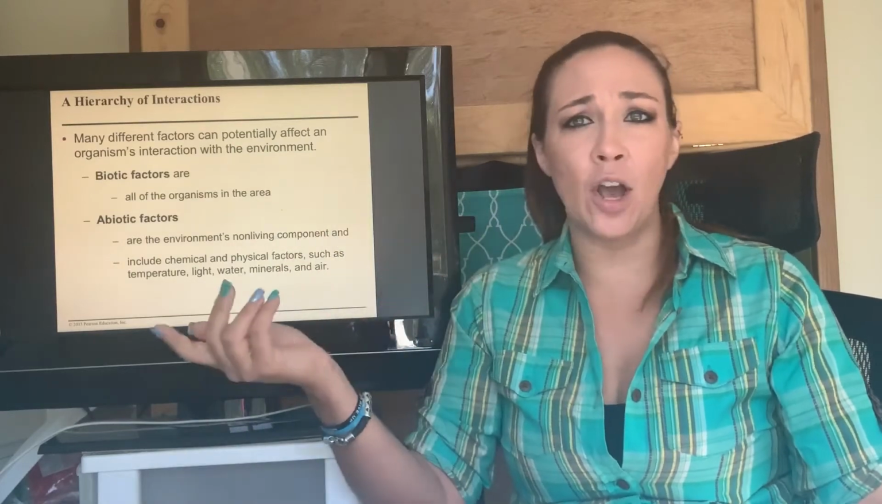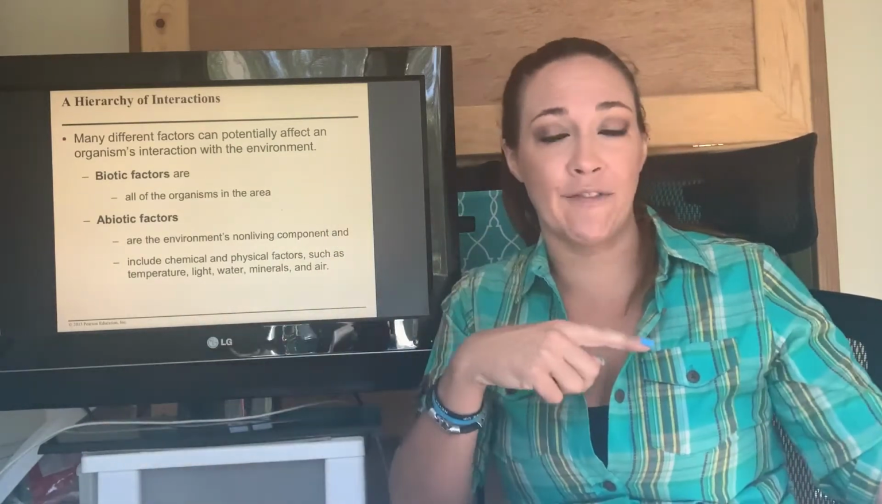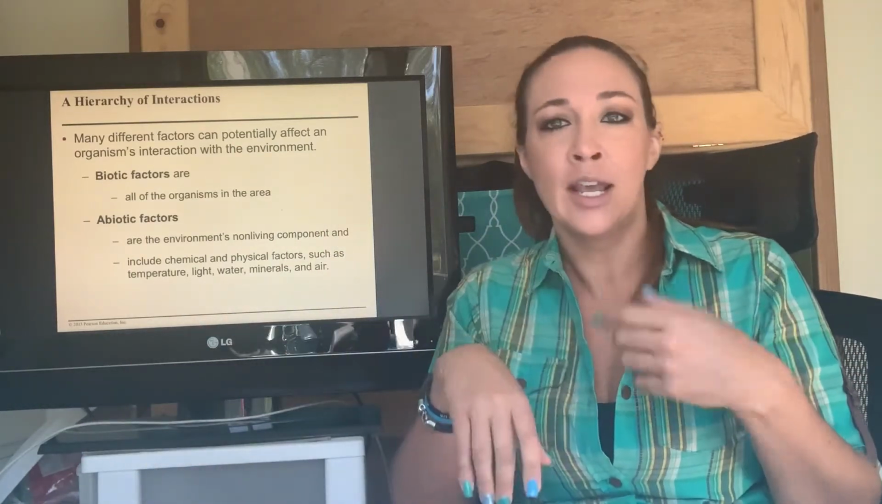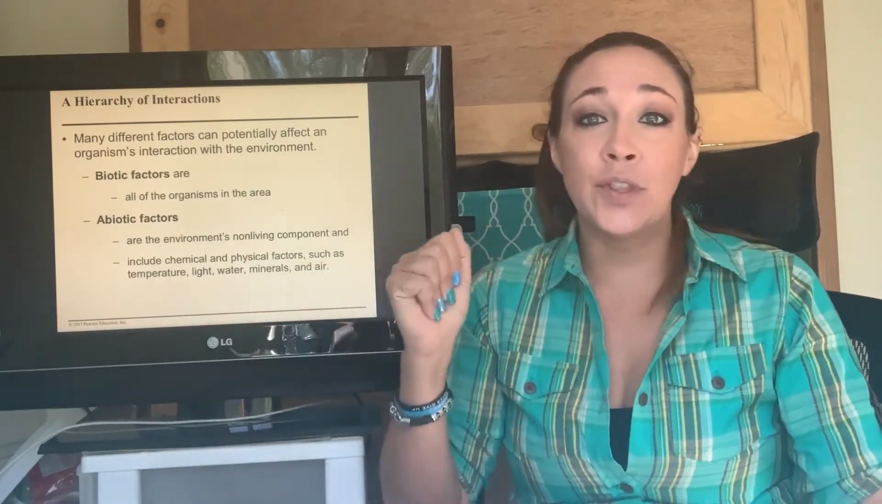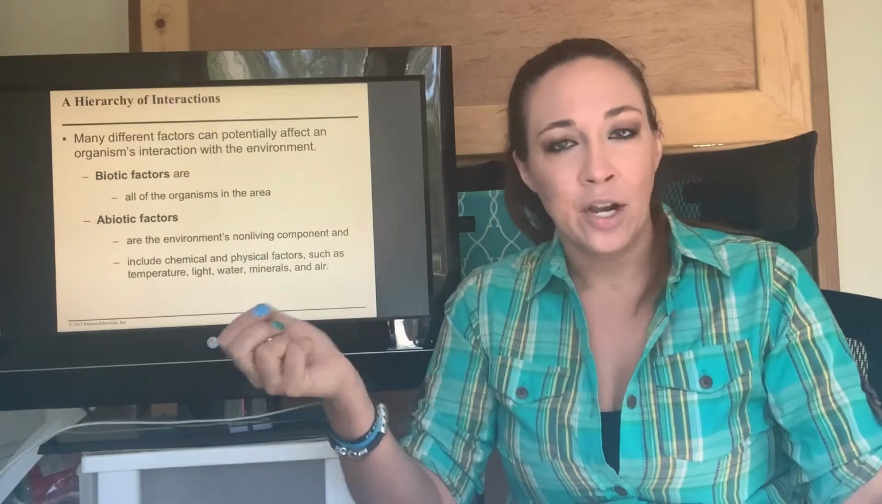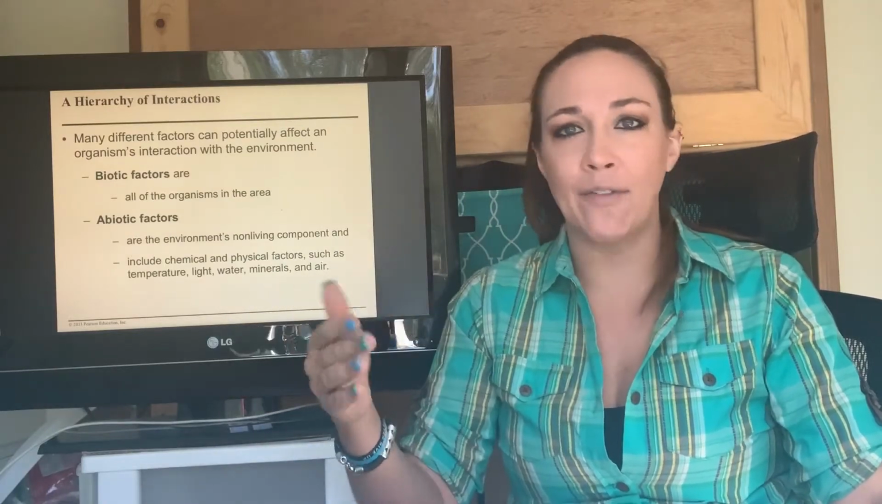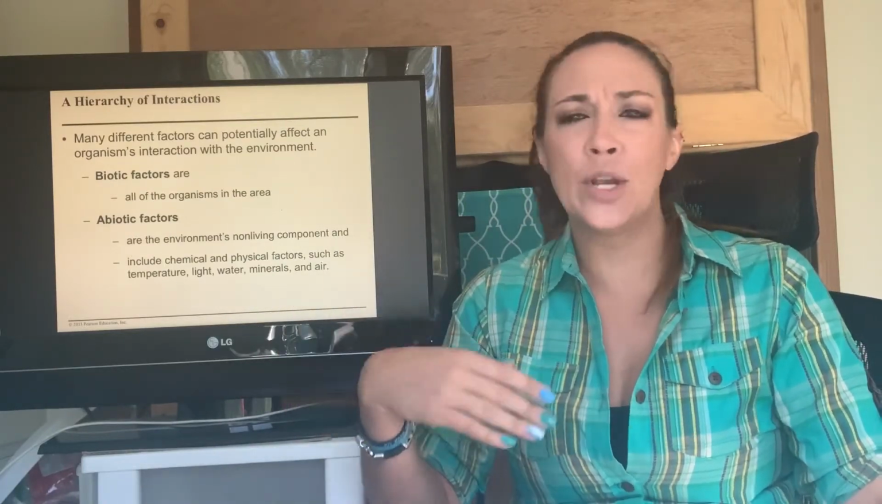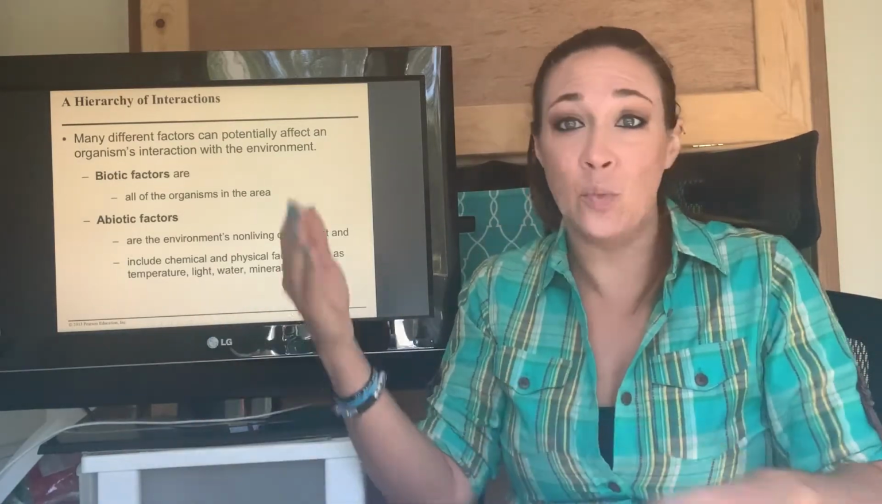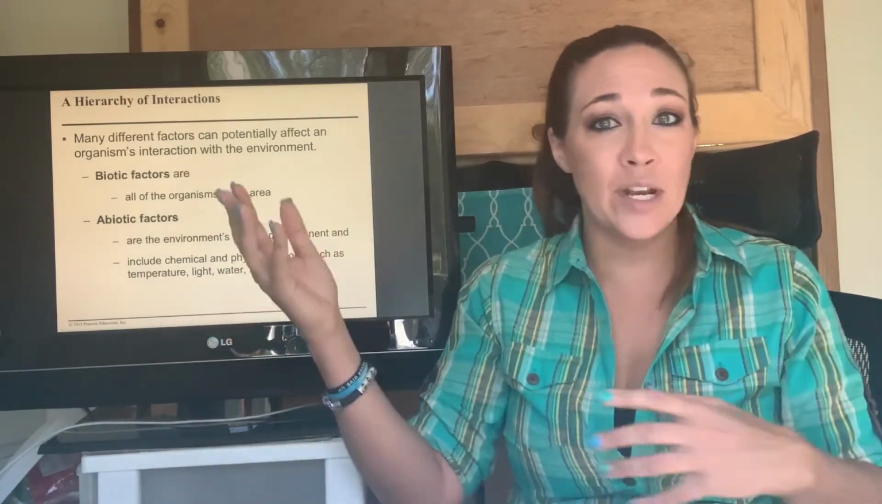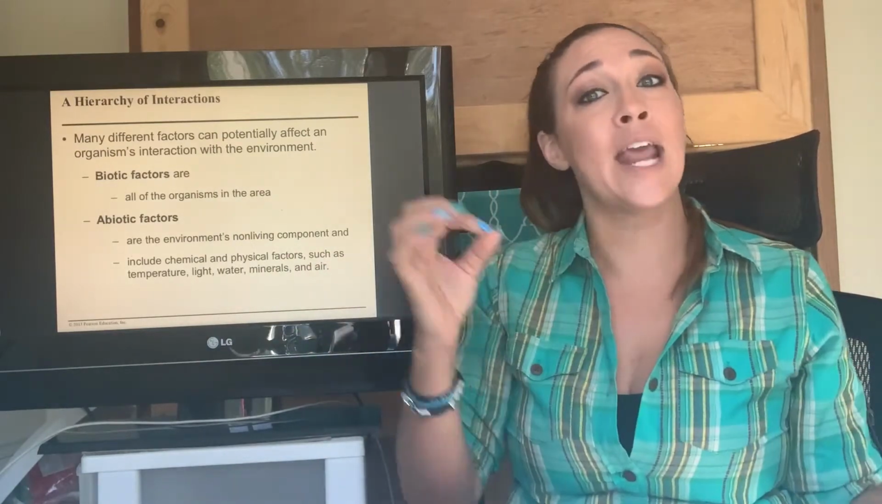And then conversely, we have the abiotic factors, and a means non or not. So not living factors, right? Abiotic factors would be things like the weather. How much rain do you have? What is your temperature like? What is the soil pH like? All of these things are non-living factors. The wind is not alive, right? So the wind is not a biotic factor. It would be an abiotic factor.